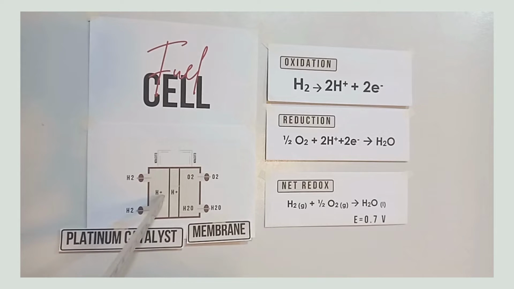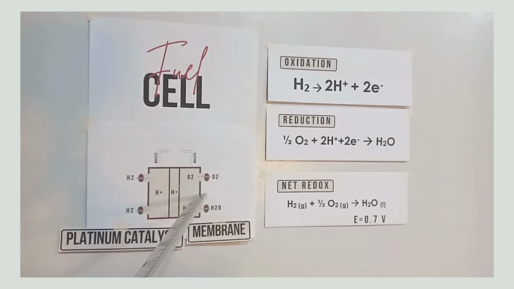When the H plus ions reach the cathode, they react with the oxygen and the electrons and form water. This water will need to be released so the cell will not stop functioning. The water will leave this system of pump.